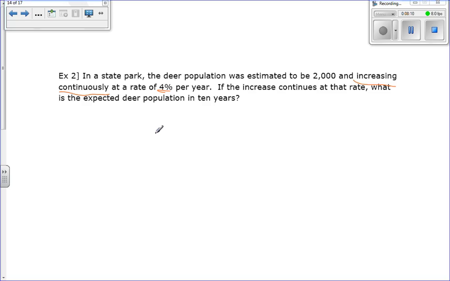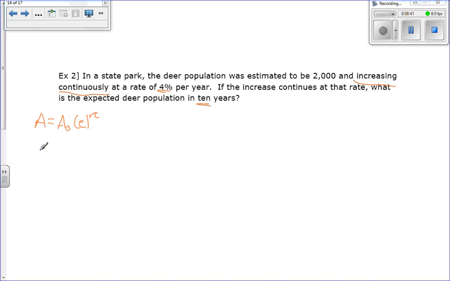If the increase continues at that rate, what is the expected deer population in 10 years? Remember I said this is when we use compounded continuously because they actually say continuously in the problem. That's our clue that that's the equation we're going to use. And this would be A sub 0 e to the rt. And remember, e is just a number.